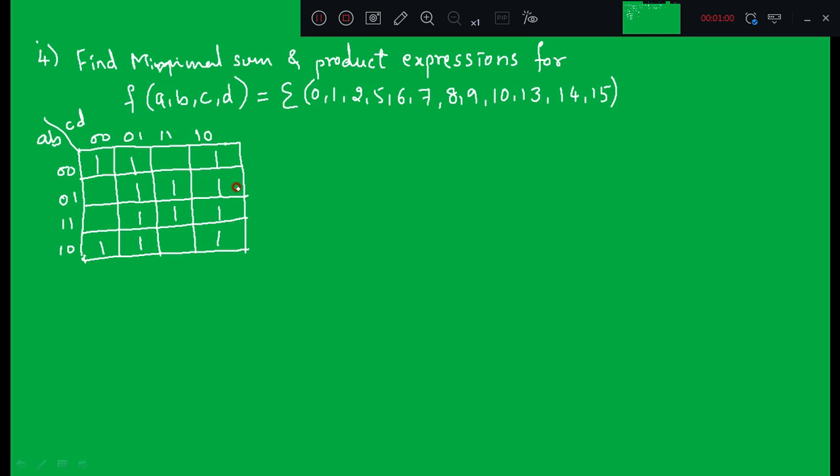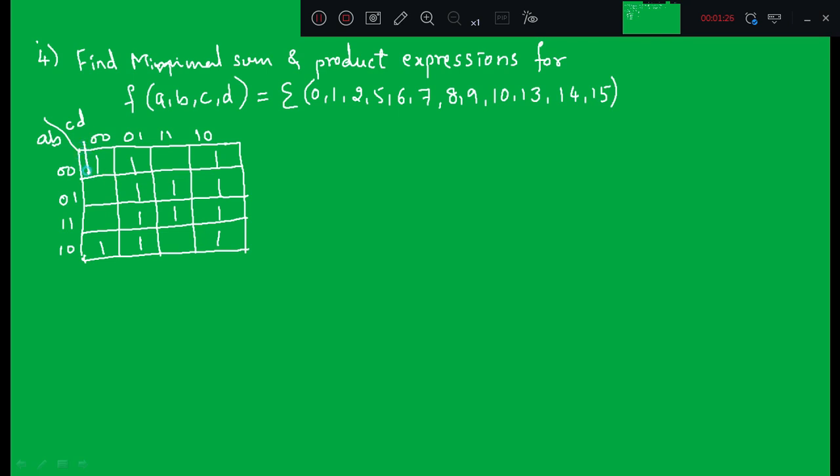So try to group these min terms, okay? Please keep it in mind, you have to cover all min terms with the minimum number of groupings, right? So how many groups are possible? Before you start grouping, just identify which min terms can be put in one group, and you can cover all the min terms with the minimum number of groupings, right?